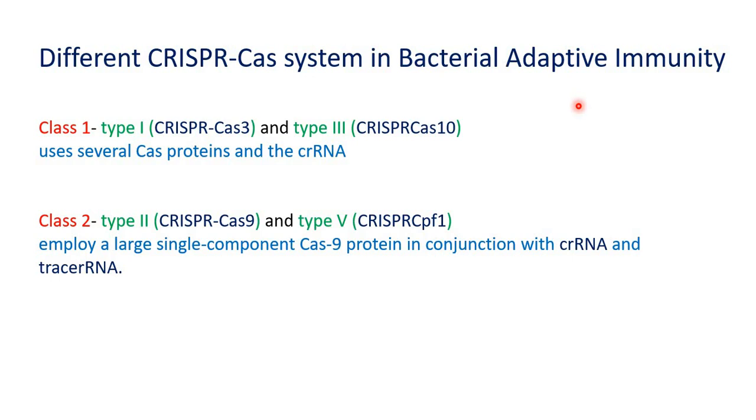There are many vendors who have vectors expressing Cas9, so you can just go and purchase one. However, I don't think the vendors have them, or the work has been focused on type 1 and type 3, because there are multiple Cas proteins. It's difficult to assemble them in a single vector.